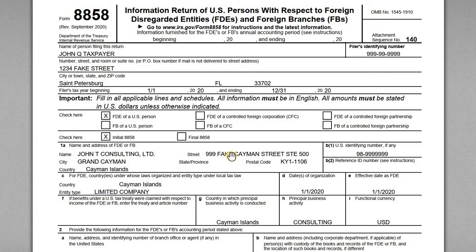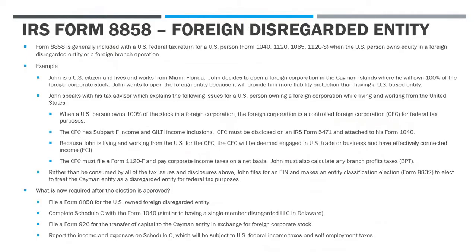Okay, for this video, I'm going to cover the IRS Form 8858. This is a disclosure that goes along with a U.S. tax return when that U.S. person owns equity in a foreign disregarded entity. So I've got a sample 8858 in front of us here, and then one slide with some of the background information on the form, what needs to be completed, and then the fact pattern that we'll be looking at when we go through the example.